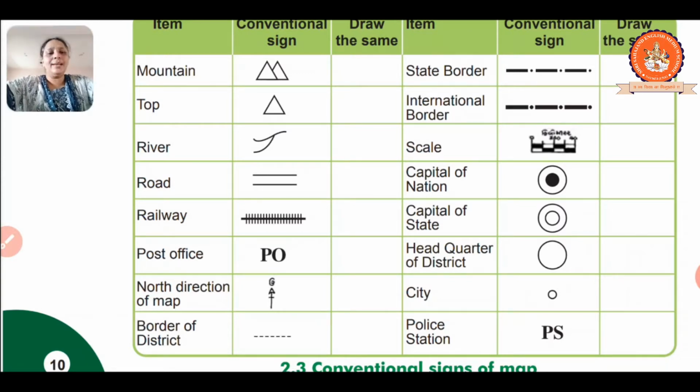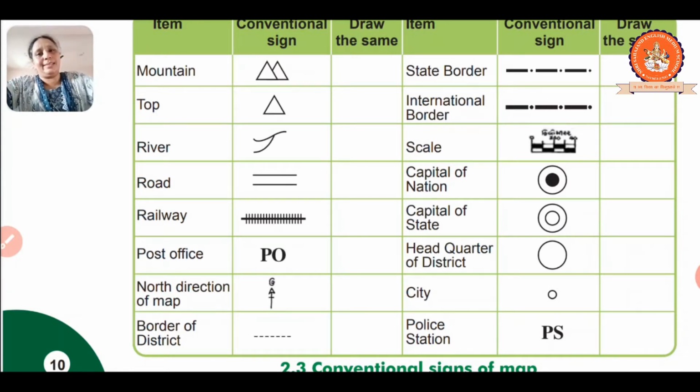Now the definition of conventional sign. The map has a simple and worldwide accepted language. Okay, there is an international understanding about the usage of these languages. This is called the conventional sign of a map. Okay, what is the meaning of conventional sign?